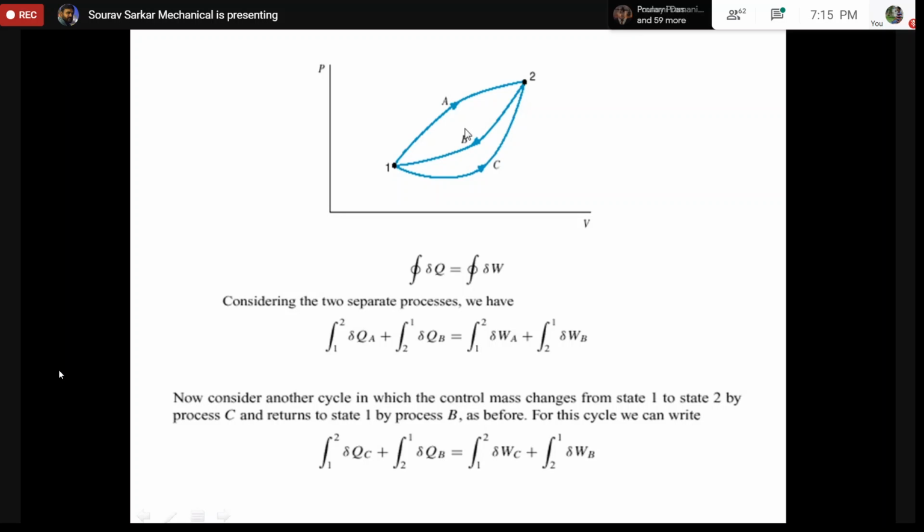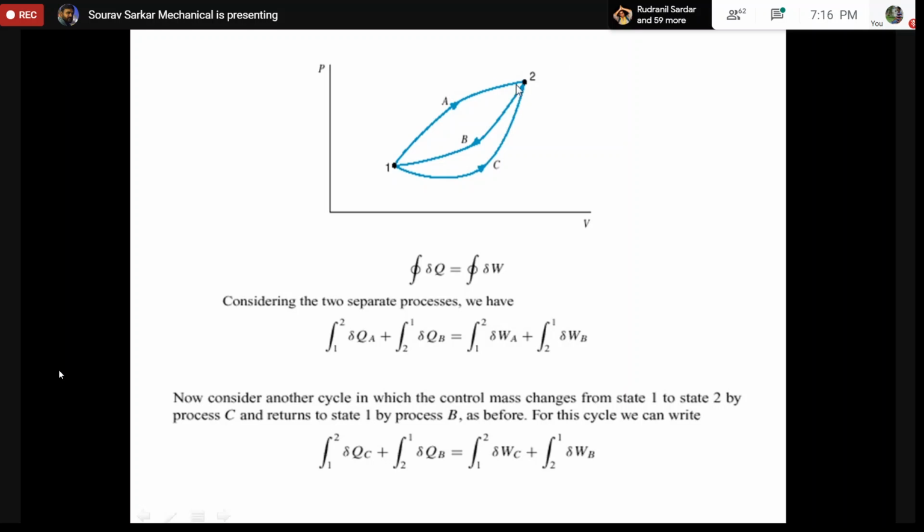So what the first law says is that the cyclic integral of dQ equals the cyclic integral of dW. What is the meaning of that? The summation of heat transfer through the path A and B, which is represented in the next line, is the integral from 1 to 2 of δQ_A. The integral from 1 to 2 of δQ_A means the heat transfer during the process 1 to 2 through the path A. We know that whenever you are talking about heat transfer or work transfer, you need to specify the path.